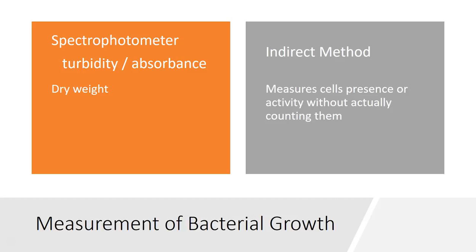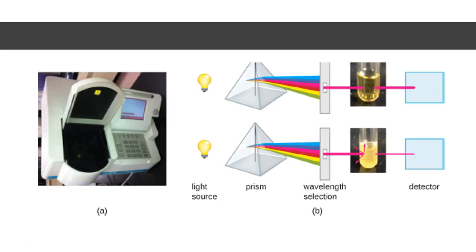The indirect methods of determining the number of bacterial cells mentioned in this chapter will use a spectrophotometer. Okay, what is a spectrophotometer? It's shown here on the left, and it's a machine that is equipped with a light bulb that has a system of filters that allows certain wavelengths to pass through a test tube that contains liquid that may or may not have bacterial cells. The amount of light that can pass through this tube is then measured by a detector.